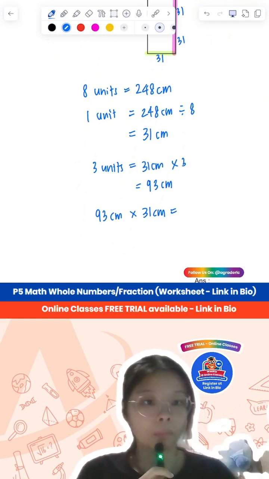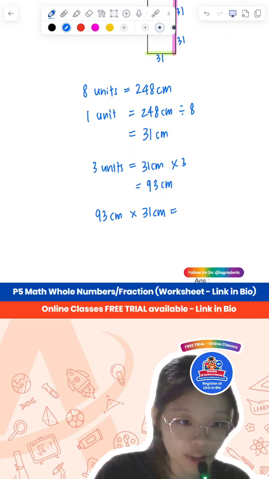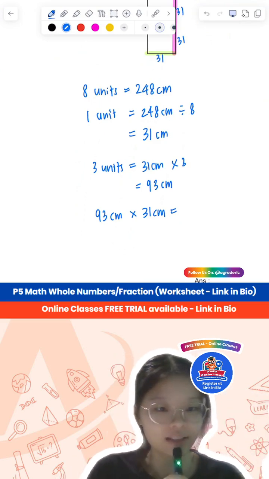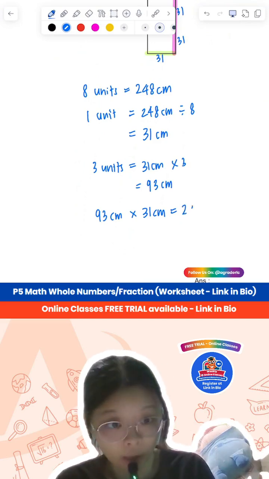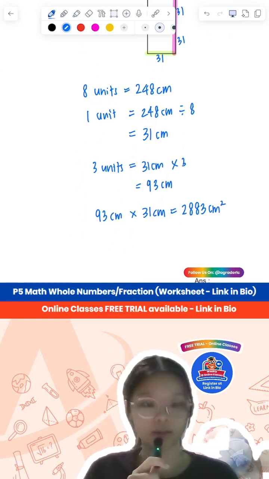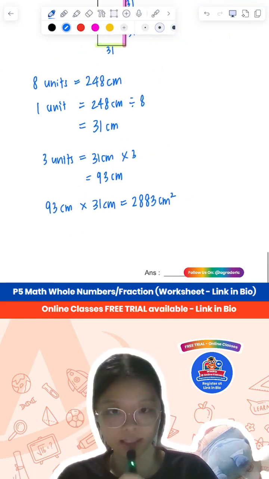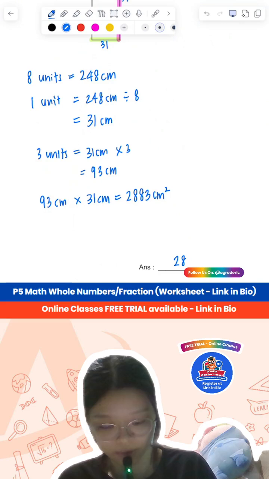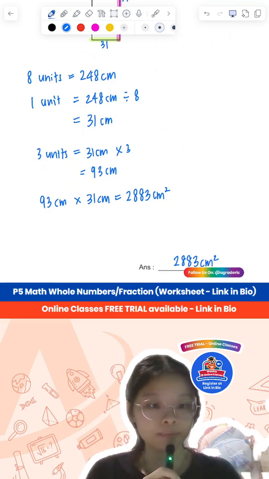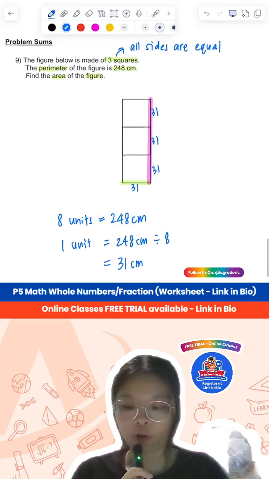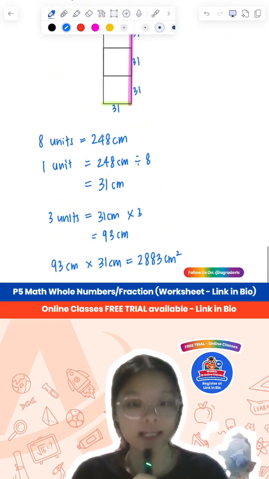Somebody used order of operations again, Lawrence: 31 times bracket 31 times 3. That's good. Okay, so you get 2,883 square centimeters. Very good. So the answer for question 9 is 2,883 square centimeters. You can use a calculator, typically for problem sums or Section C, you can.